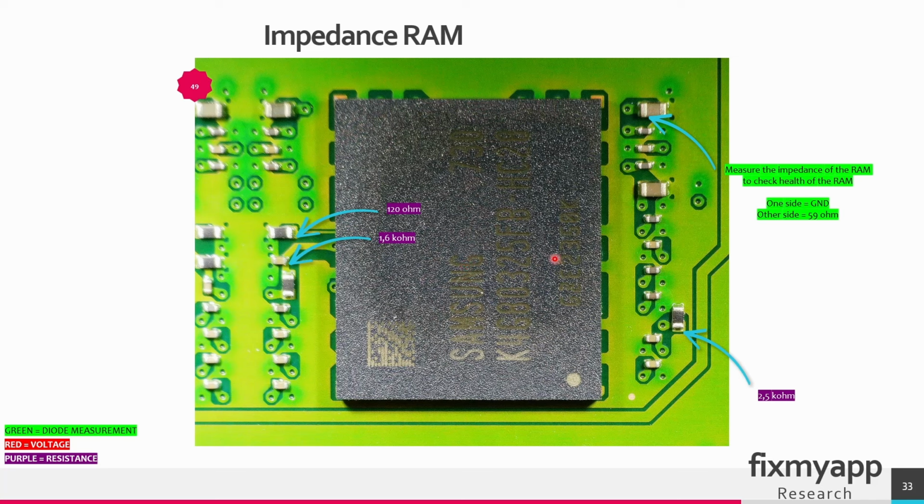So the layout of this RAM module is the same for the other modules. Most of them have the same capacitors and resistors surrounding the RAM module. So at these resistors, if you measure it in resistance mode, it is around the 120 ohms, 1.6 kilo ohms and the 2.5 kilo ohm. If you compare these values with the other RAM module, it should give you the same results. When you measure the impedance of these capacitors, you can check the health of this RAM module. So one side will be connected to ground and the other one should read a value around the 59 ohms.